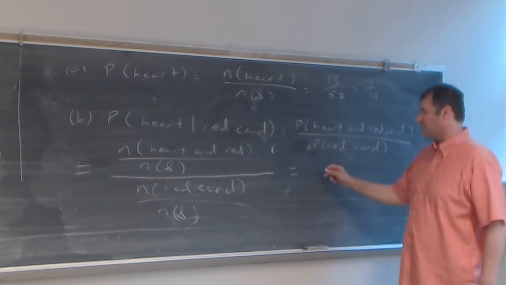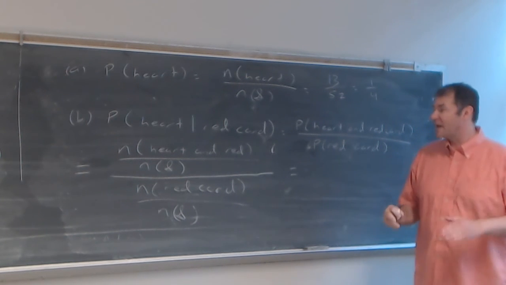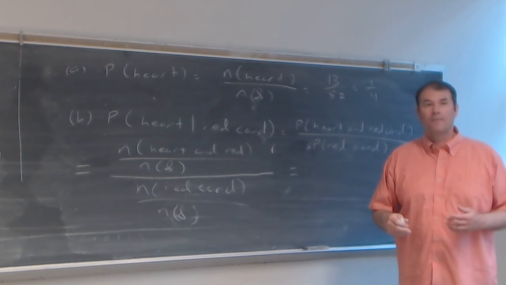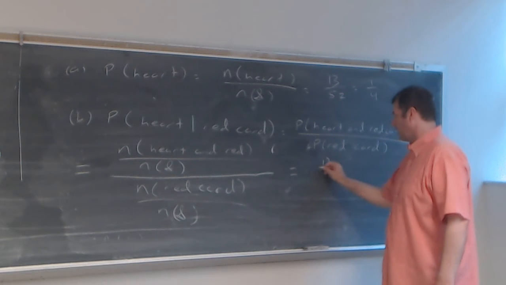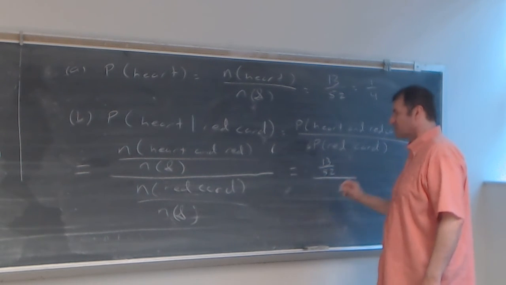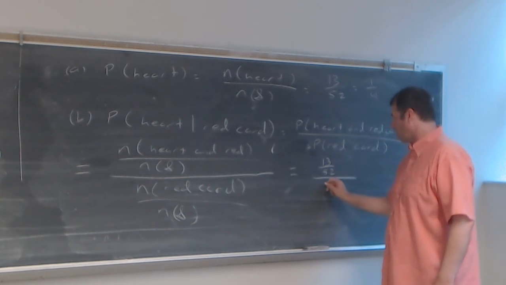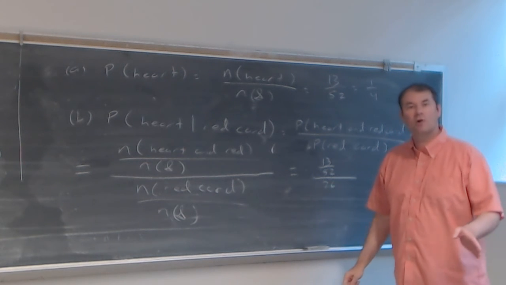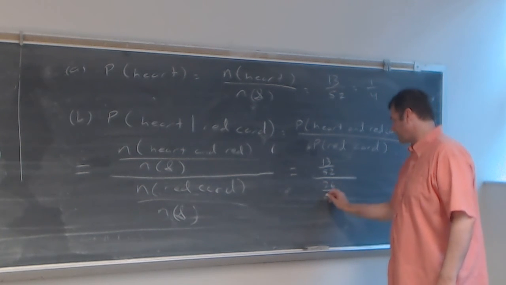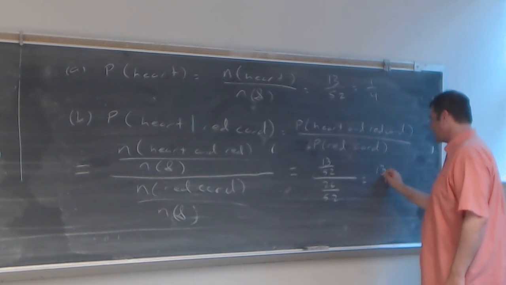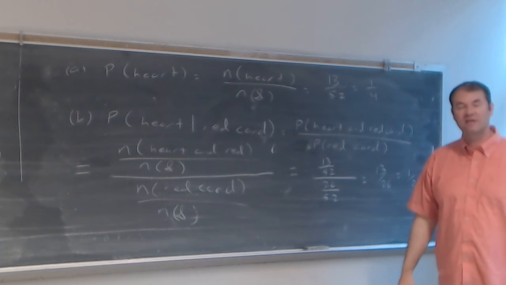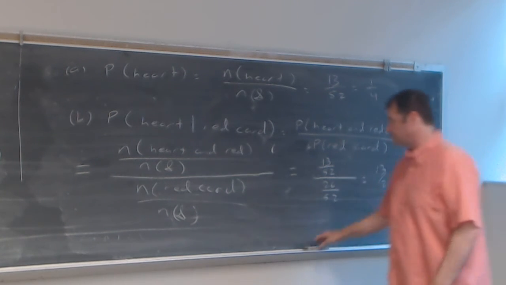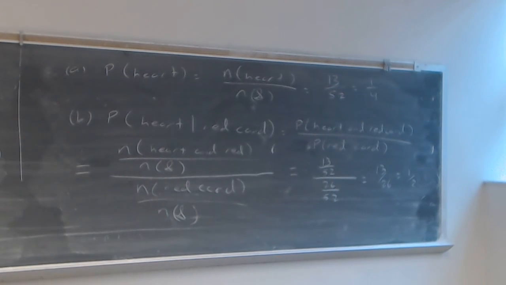The top of the first fraction, heart and red, if you got a heart and a red card, there's only 13 ways to do that. You really got a heart, that's what happened. And that's out of 52. Divided by number of red cards, there are 26. There are 13 hearts and 13 diamonds out of 52. So that ends up being 13 out of 26, which is 1/2. So the probability changed for getting a heart, if you knew this other information. Let's look at the last part.